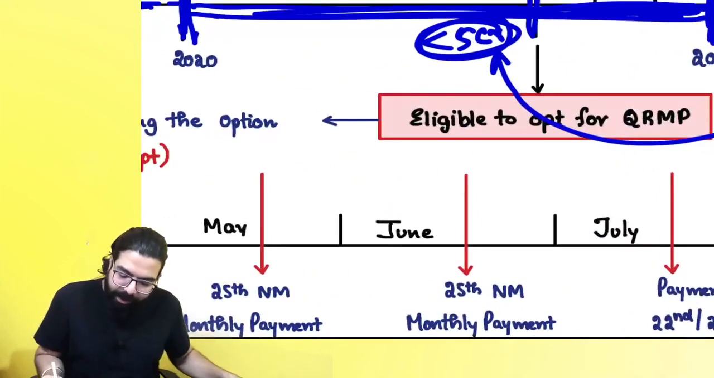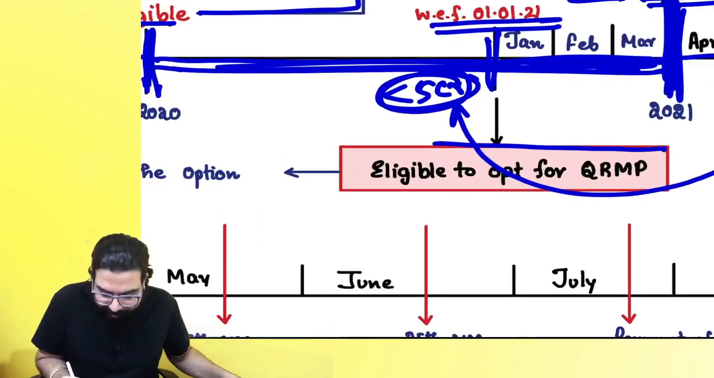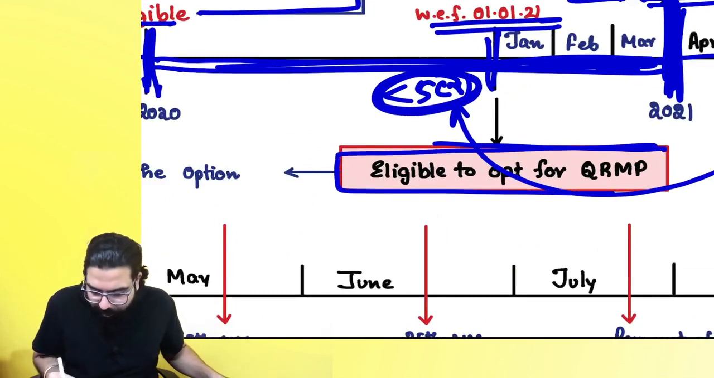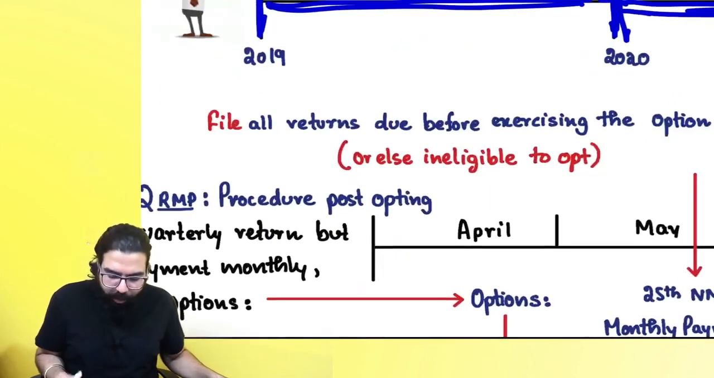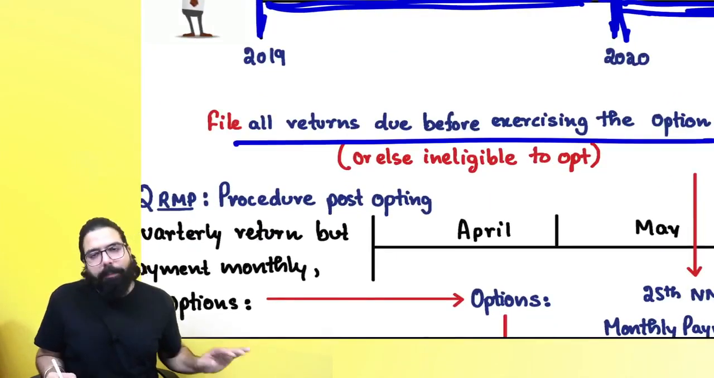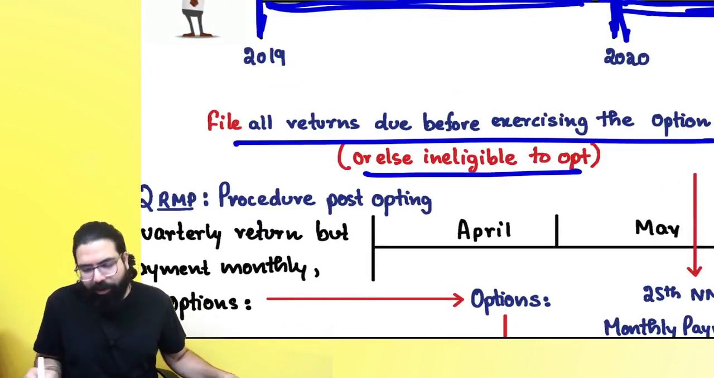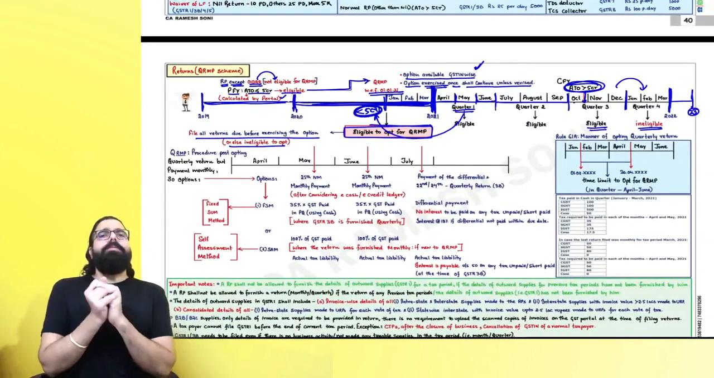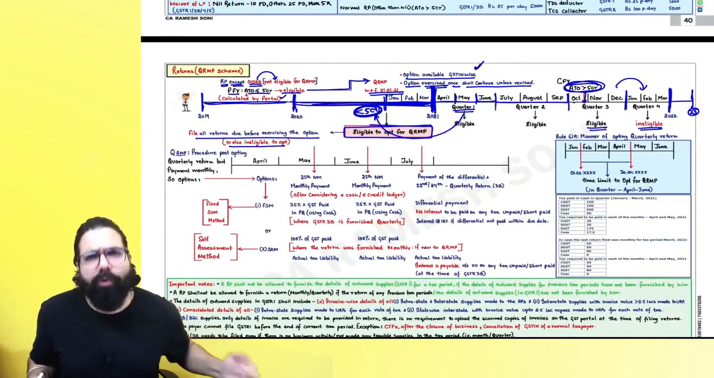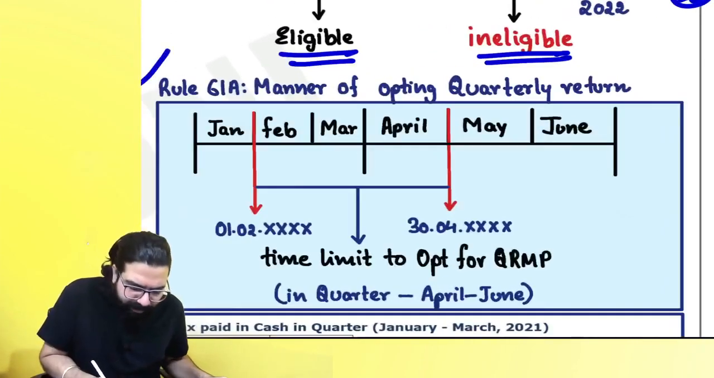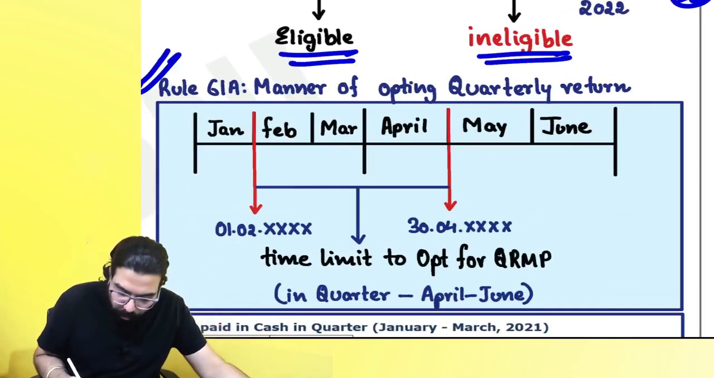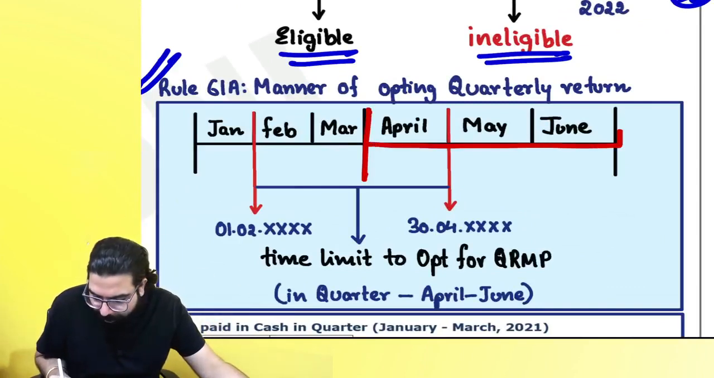Now, everyone, if your turnover is less than 5 crore, then you are a person who is eligible for QRMP. But when you go into QRMP, file all your returns before the option is exercised. Otherwise, you will not be eligible to opt for the QRMP scheme. Okay. Sir, you told about the QRMP scheme. How to opt for the QRMP scheme? Rule number 61A says that, sir, for example, you want to go for the QRMP scheme for April to June.